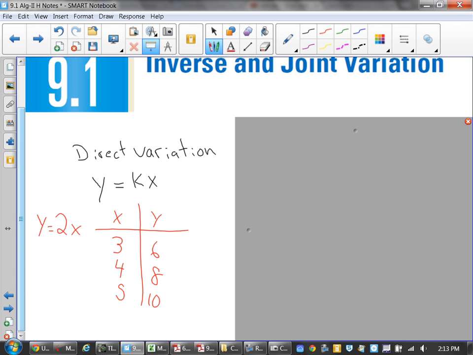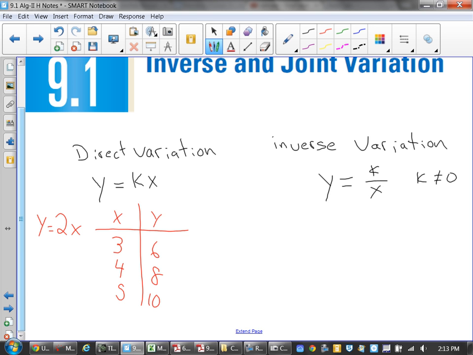If direct variation was multiplying, what would be inverse? Dividing. So now this constant is divided by x. So your inverse variation is y equals k divided by x. That value of k just cannot equal 0. If it equaled 0, then you have y equals 0, which is a constant. You have to have some variance here.